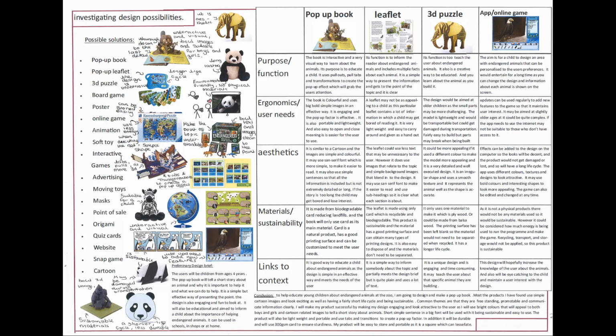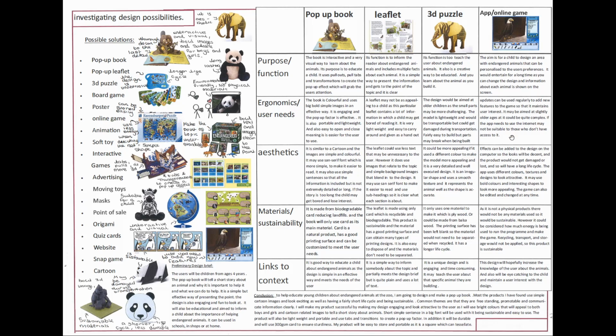And then having looked at those, they've narrowed down on 4 possible ideas: pop-up books, leaflets, 3D puzzles, and some kind of online app or game. For each of those 4 ideas, they've done a little bit of research, or well, not really research, but focusing down on what those things are using these titles here. So, what is the function and purpose of the pop-up book, what would the function and purpose of the leaflet be, and so on.